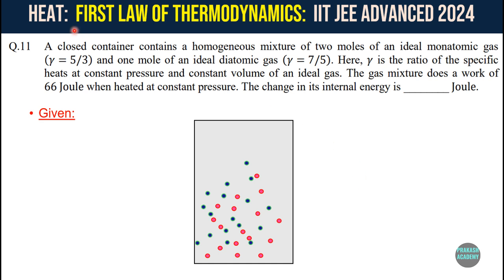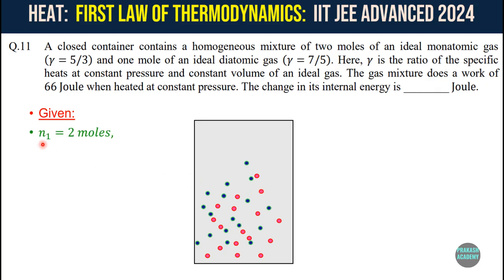This problem is related to the concept of the first law of thermodynamics, and it also uses the idea of internal energy of a mixture. We have been given a closed container, and inside this closed container we have two gases. One is monatomic, another is diatomic.